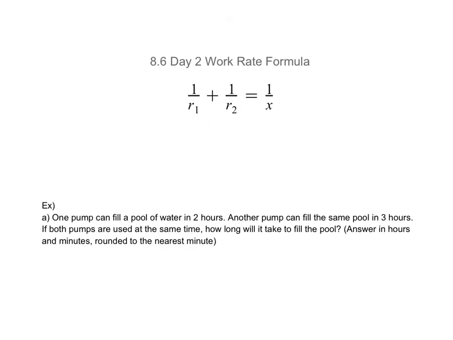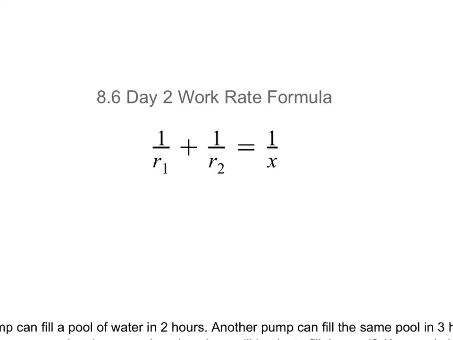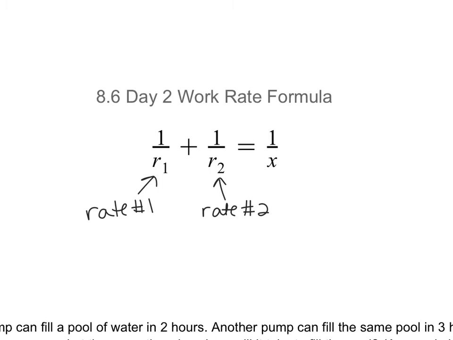So here is your formula right here. When you set it up, you have 1 over R1, where R1 is the first rate, plus 1 over R2, which is the second rate. The cool thing about this is you don't have to have those in the right order because you're adding them and the order doesn't matter. Then that equals 1 over X, which is the combined rate.